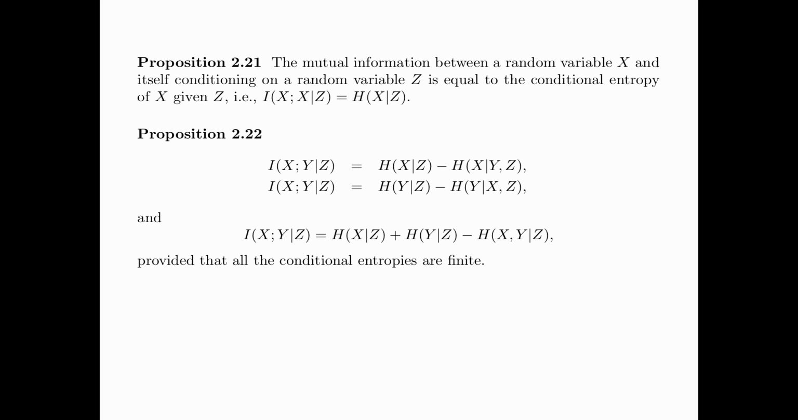Proposition 2.22 consists of three formulas for conditional mutual information. This proposition is just the conditional version of proposition 2.19, so we're going to skip the details.